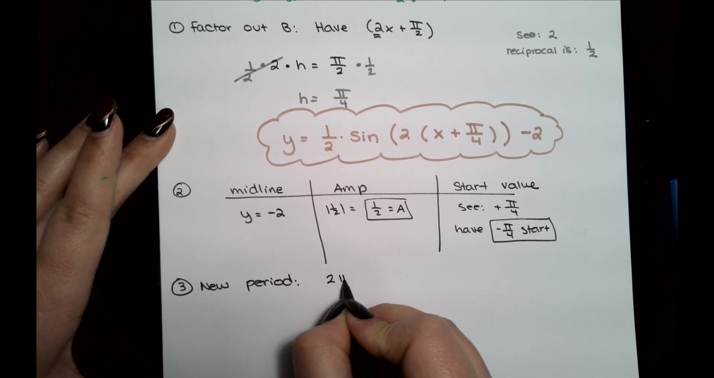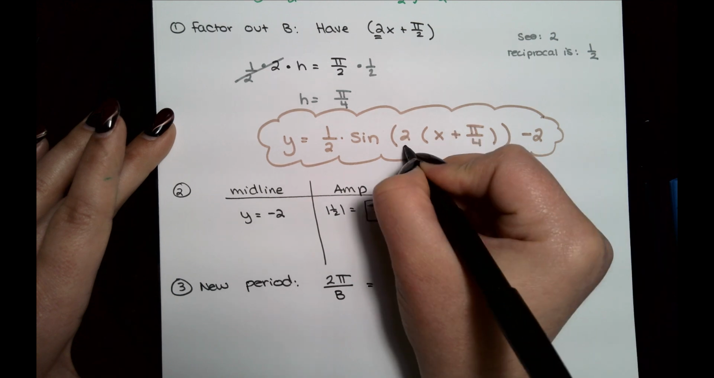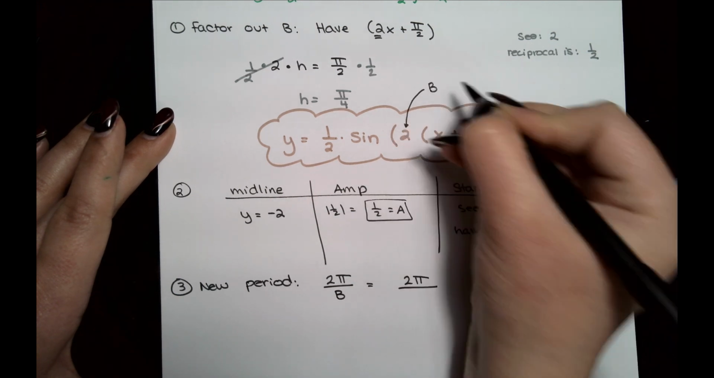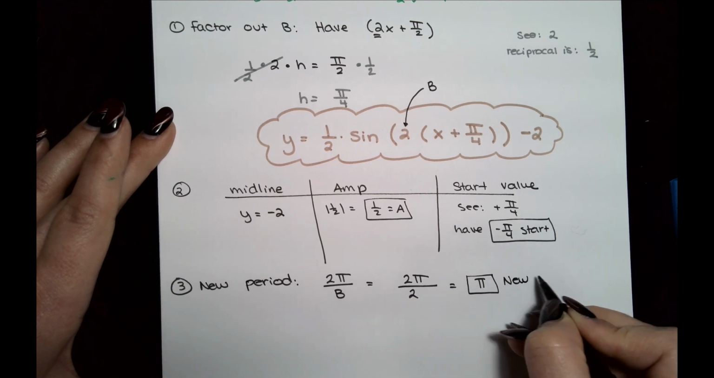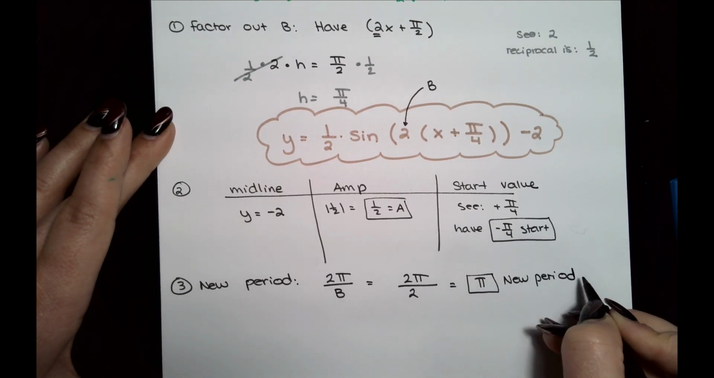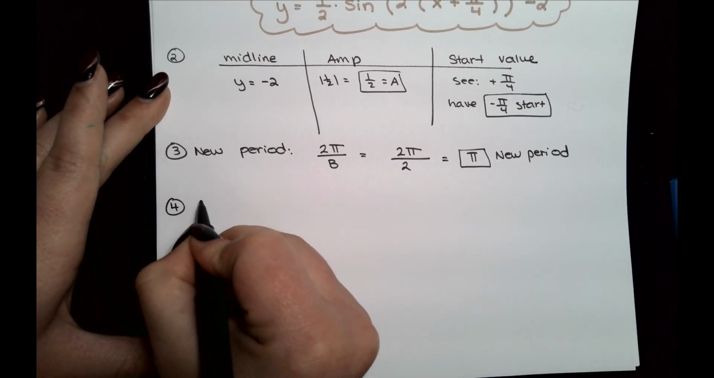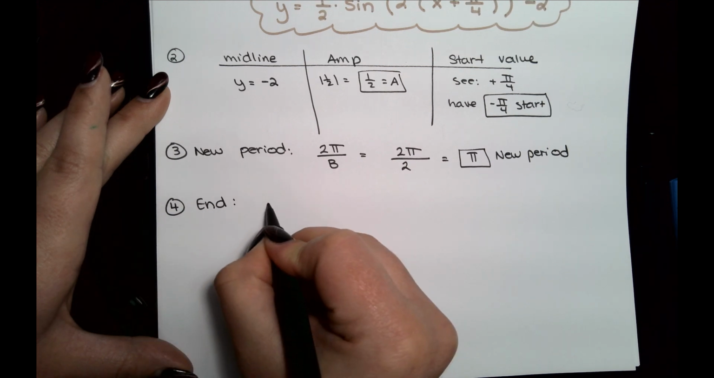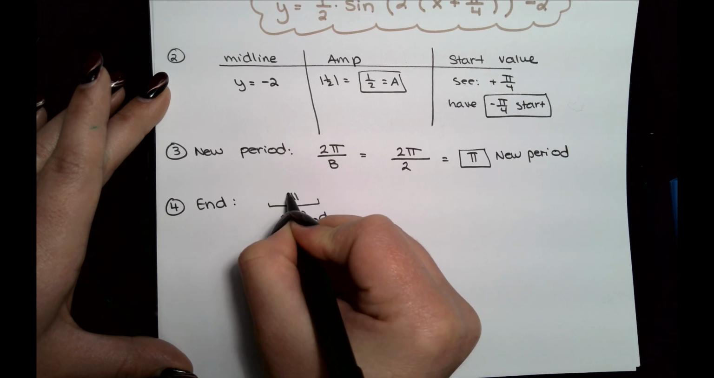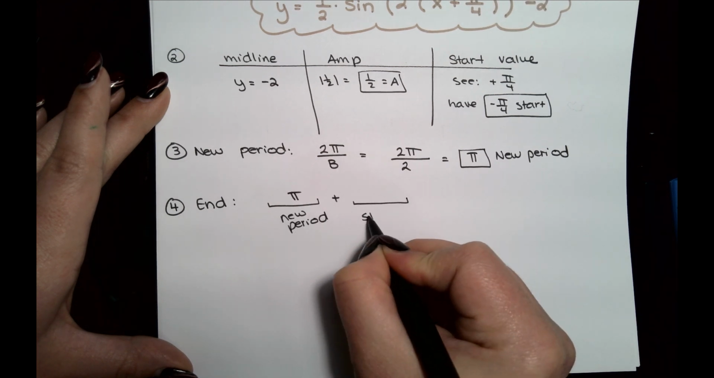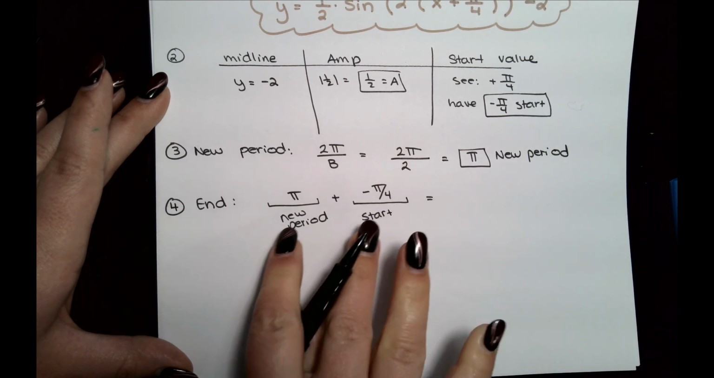New period is 2 pi over b. This is my b value, which means my new period is pi. Using the new period and the start value, I'm going to calculate the end value. So we want the new period plus our start value, which is -pi fourths.